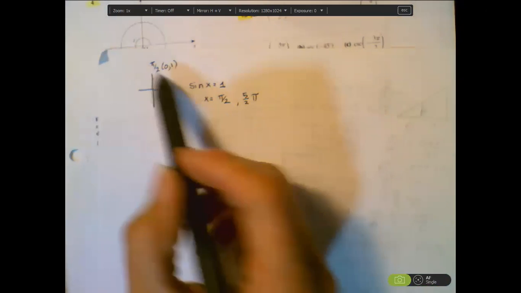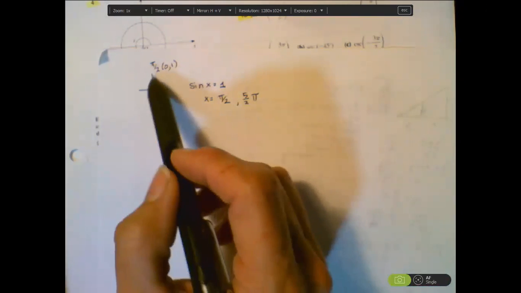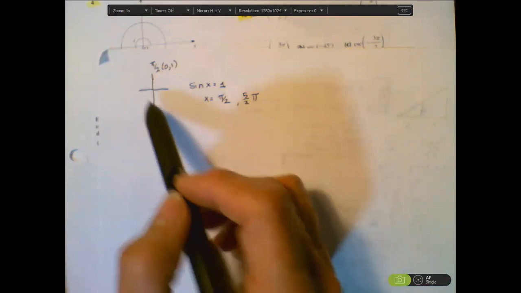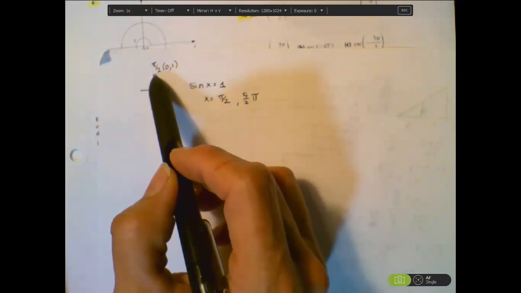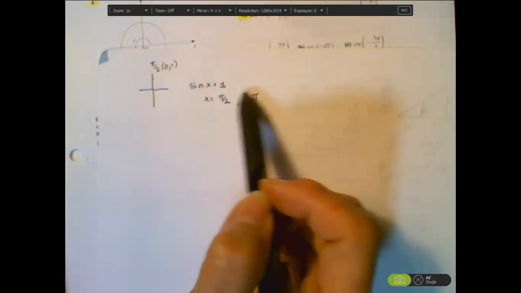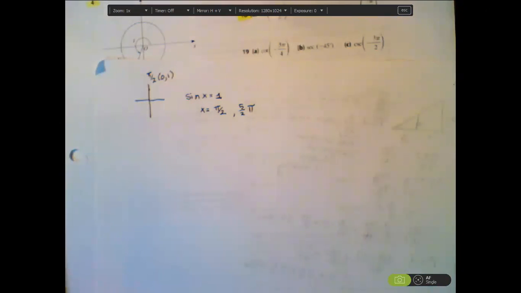Now, another thing you could have done, if you didn't want to add 2 pi, add fractions in your head, you could have said 1/2, 2/2, 3/2, 4/2, 5/2. I'll be back where I started. So those are the two angles in two revolutions of the unit circle where sine is 1. Is that okay, Will?